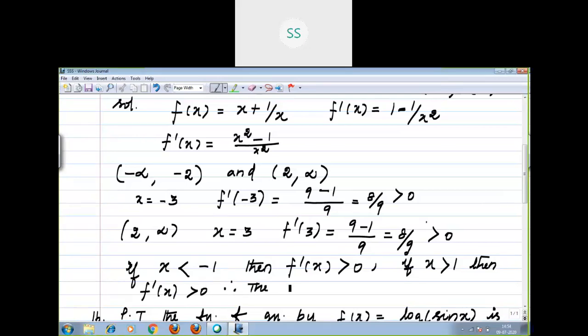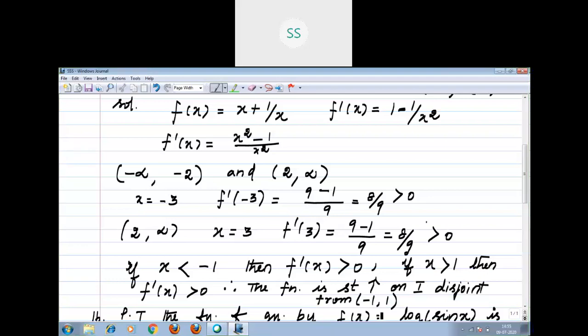Therefore, the function is strictly increasing on I, disjoint from what? Disjoint from minus 1 comma 1, right? That should be removed from the real line concept, right? Shall I move to the next question, children?